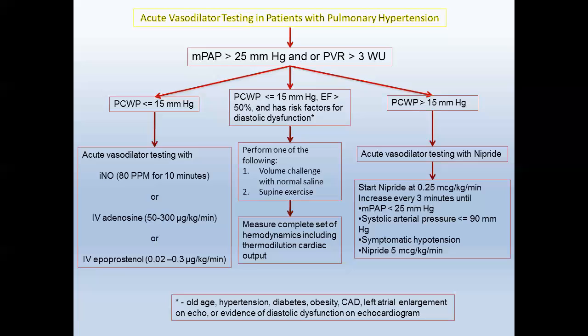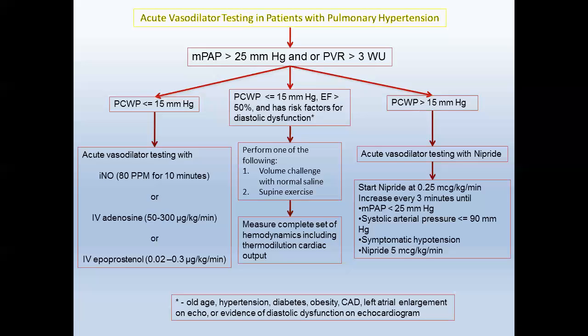A simple thing would be to give them volume, 500 ml of saline over 5 minutes. That's not a standard protocol. That's a problem in the field. But 500 to 1,000 cc's over 5 minutes to see what happens to the wedge pressure. If the wedge pressure goes up from 15 to 25, you know the answer. This is just not group 1.